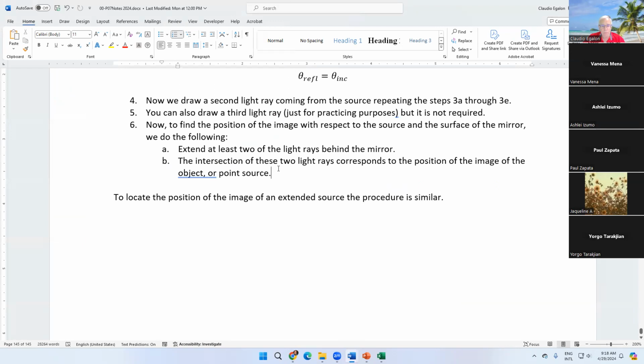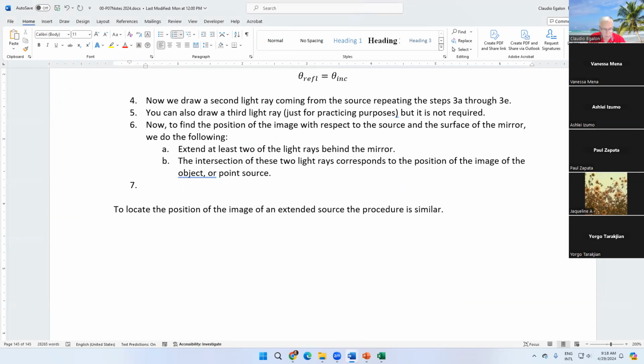Images located behind a mirror are called virtual images. And then there is another type: there is virtual image and real image, in opposition, which we will discuss later on.